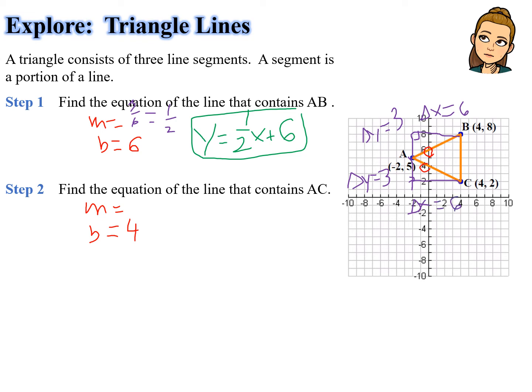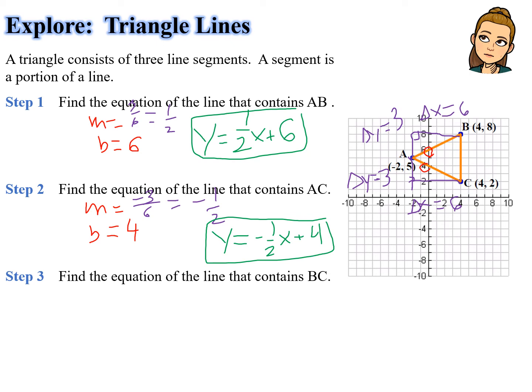This one, though, that I want to think about is that change in y was really a -3. I have a downhill slope. So this time, my slope looks like -3/6, which simplifies to -1/2. So the equation of my line is y equals -1/2 x plus 4.